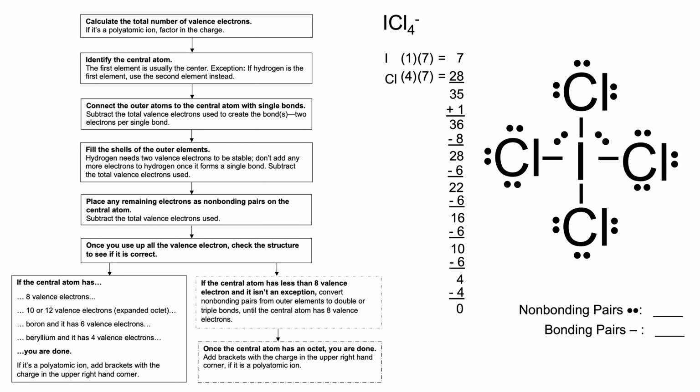I just need to make sure, since it's charged, I'm putting brackets around it with that charge in that upper right-hand corner. There's 14 non-bonding pairs and 4 bonding pairs. 14 plus 4 gives me 18, times 2 gives me 36. It matches how many valence electrons I wanted in the inventory.